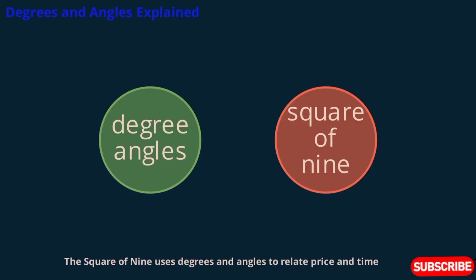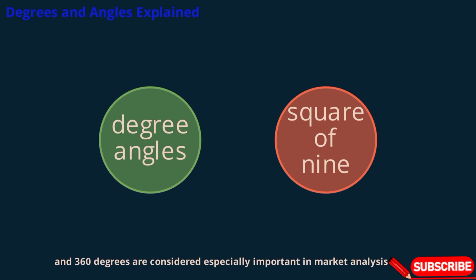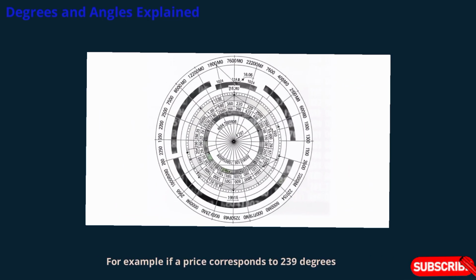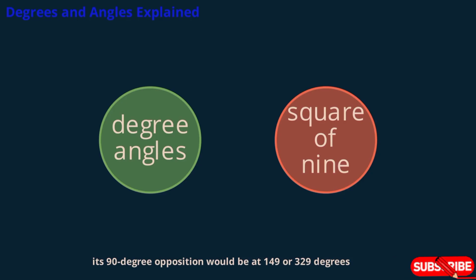Square of 9 uses degrees and angles to relate price and time. Key angles like 90, 180, 270, and 360 degrees are considered especially important in market analysis. For example, if a price corresponds to 239 degrees, its 90-degree opposition would be at 149 or 329 degrees. These angular relationships help traders identify critical points where the market might react.